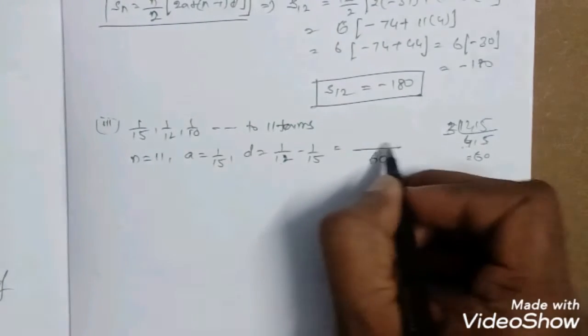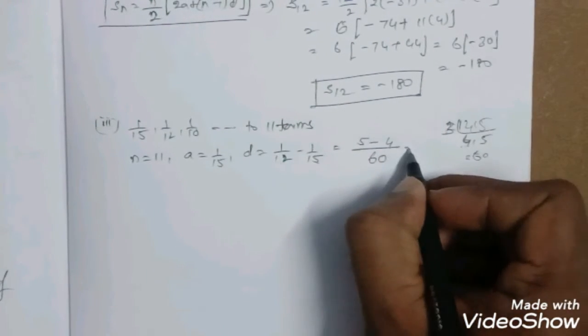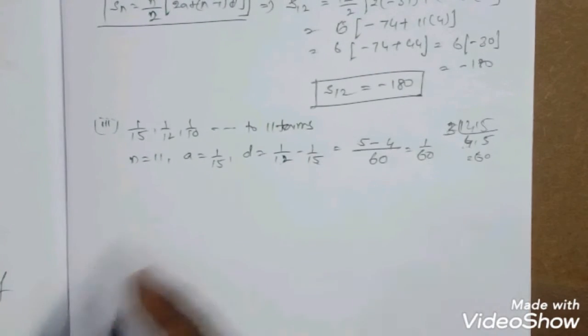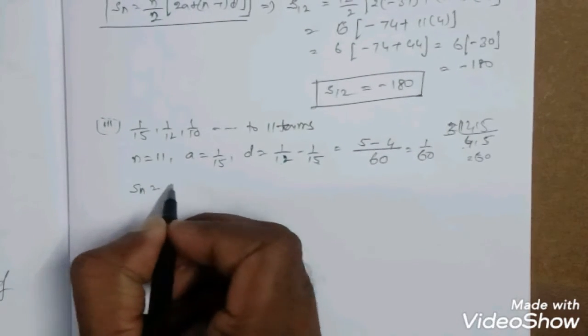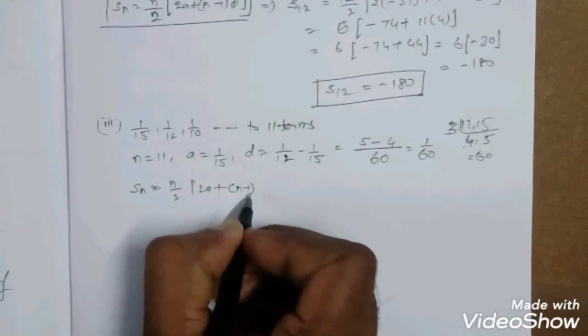Now here 12, it is multiplied with 5. 15, it is multiplied with 4. So the answer is 1 by 60. So your d value is 1 by 60. Now substitute in your formula. So Sn is equal to n by 2 into 2a plus n minus 1 into d.